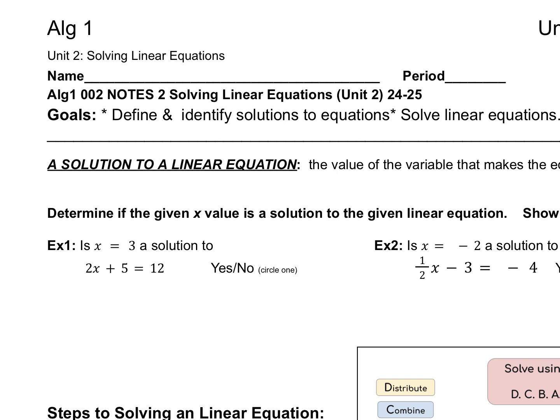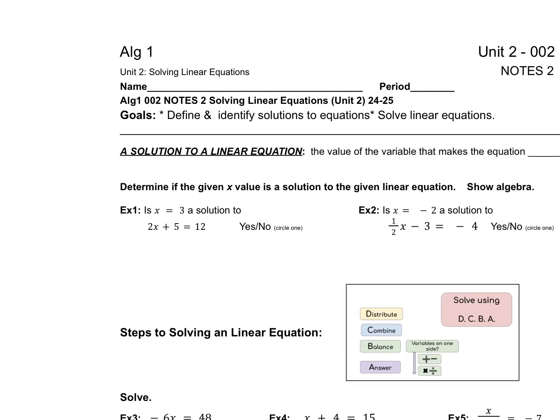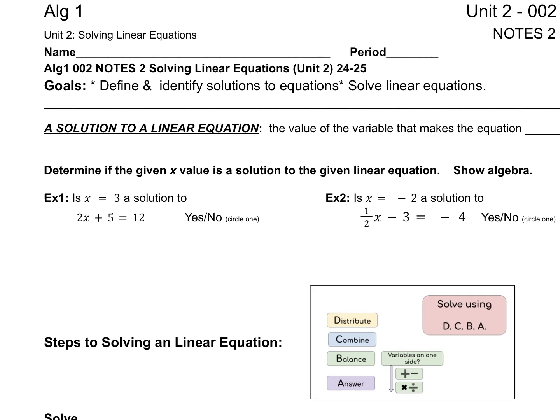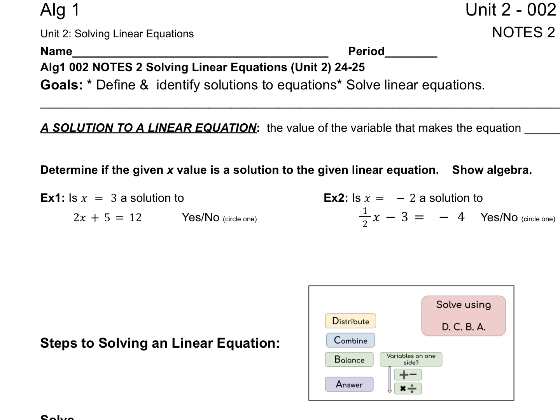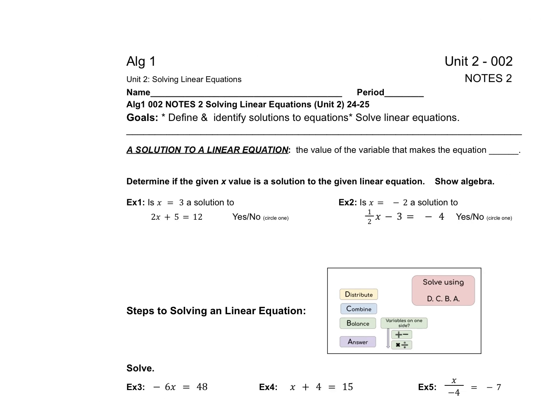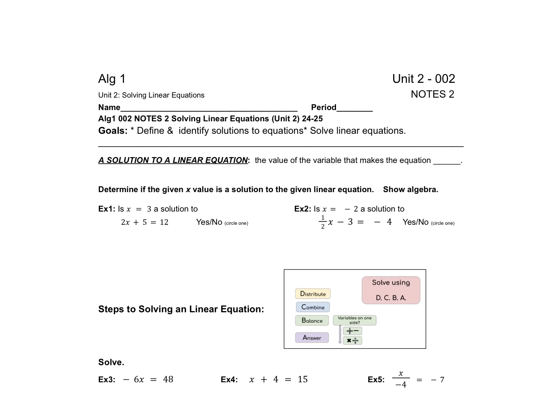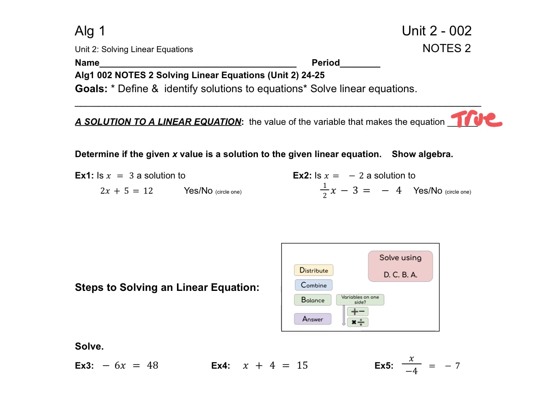Okay, so we did notes 1, which talked about expressing algebra tiles as equations and solving equations, and that there's the potential for one, many, or no solutions, okay? So what you want to make sure in this section is that you read the question carefully. A solution to a linear equation is the value of the variable that makes the equation true. Remember at the very beginning of the year we talked about true and false, so this is true. What makes it true? What makes it work, okay?